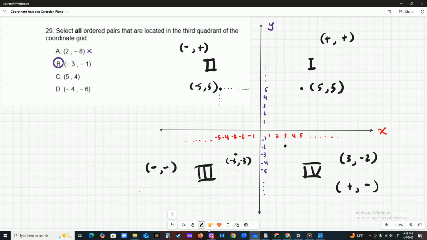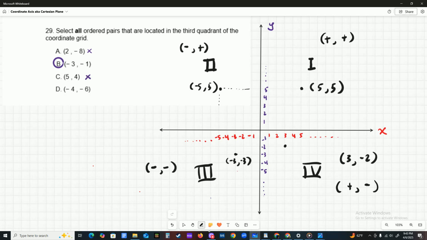I say one, but I don't know if there's more than one. It just says all points, so it might be one, it might be more than one. Let's keep going. C, 5, 4. 5, 4 is right here in the purple that I put on quadrant 1. That is not quadrant 3, so not C.